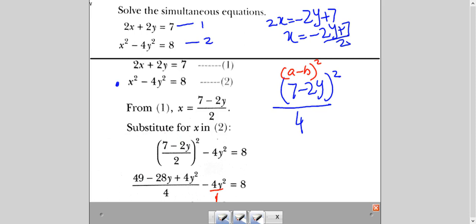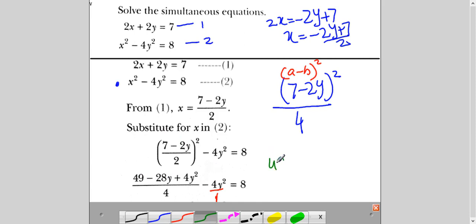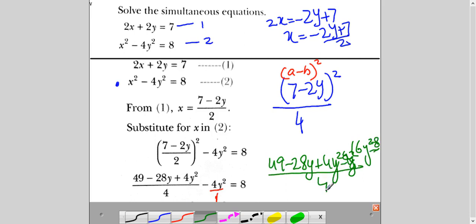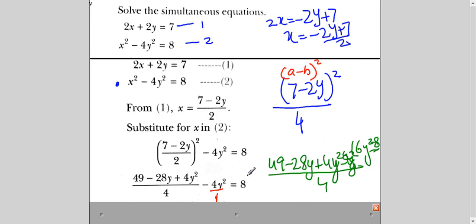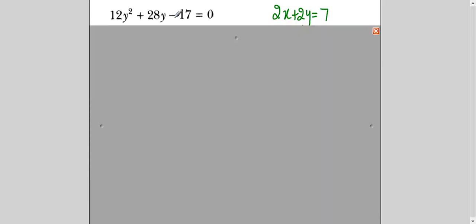When you take the LCM here, this will become 49 minus 28y plus 4y square minus 4y square, because, oh sorry, 16y square equals 8 upon 4. Now let's see, it will become this. Why? If you simplify it, you will get this equation. You can put the video on pause and try it out. Now, once you get this equation, what comes to your mind? How will you solve it?